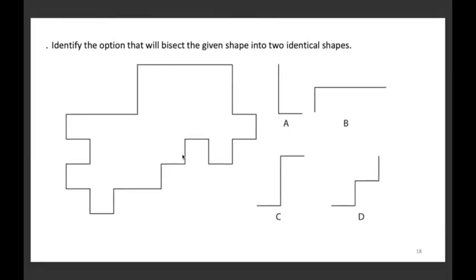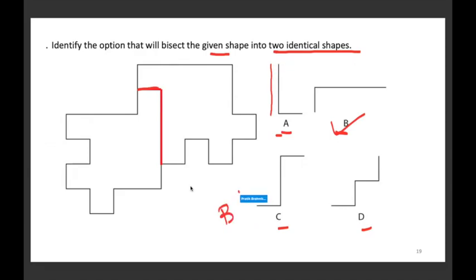You're given here a graphic. You have to identify the option that will bisect the given shape into 2 identical shapes. If we have to divide this form into 2 parts, we have to divide it like this. It will be an L form where the horizontal line is smaller, but the vertical line is bigger. Here we can get confused between A and B, but proportion-wise B is correct because this has to be a little longer than what is shown in A. So the correct answer is option B.